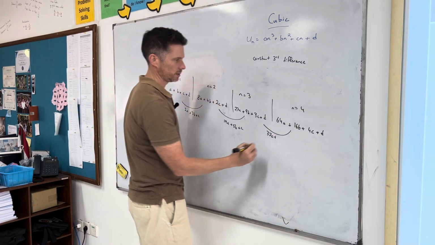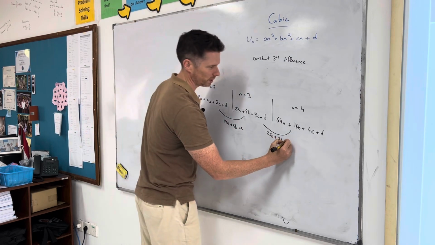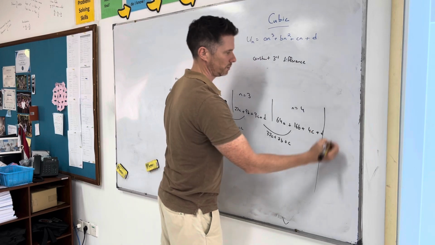37A, 7B. Thanks. You're on a roll. See, maybe I'll do one more. What would it be? I'll just put it up here.